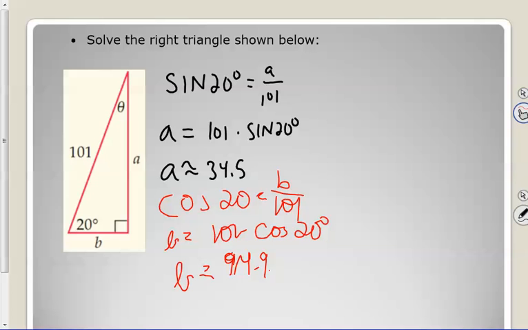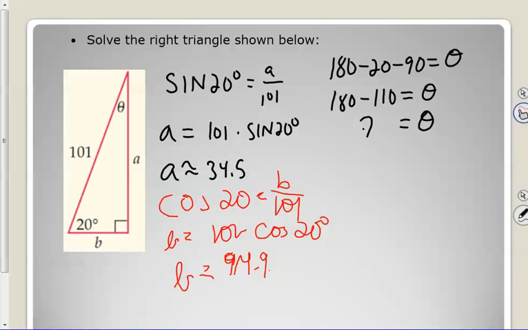Okay? Now, how do I get the theta? Well, that's really easy. You can get theta by just doing the angle measurements. You could just do 180 minus 20 minus 90 is equal to theta. So 180 minus 110 is equal to theta. So theta is 70. So you've solved all parts of this triangle. Easy? Awesome.